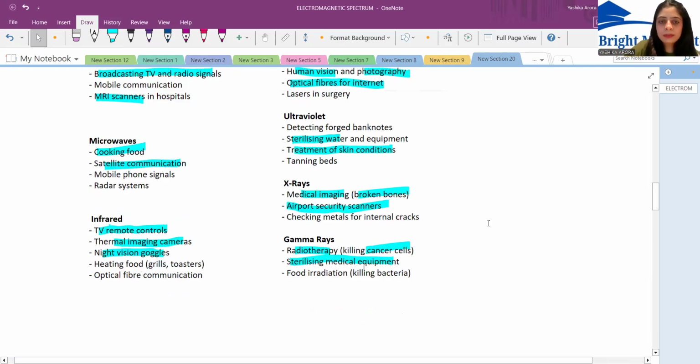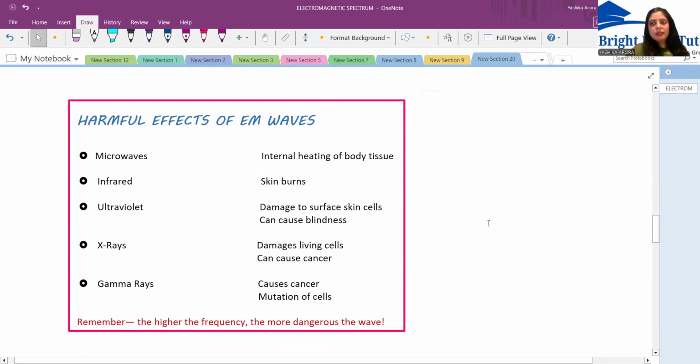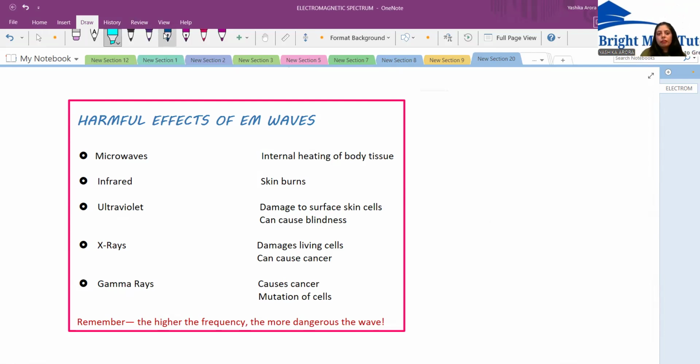I hope this works. The next is the harmful effects. There are certain waves which are pretty harmful to us. Basically, at certain frequencies, these waves are fine. It depends on the time of exposure. If it's a very teeny tiny time for exposure, they are absolutely fine. But if your body is exposed too much to them, then there are certain side effects which are written here. Like the microwaves, it can cause the internal heating of your body tissues.